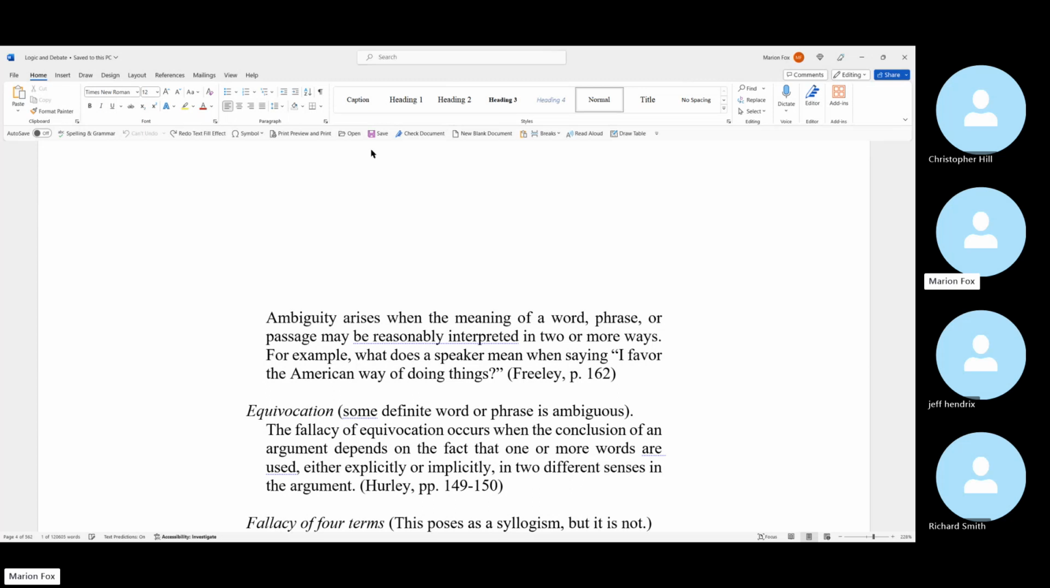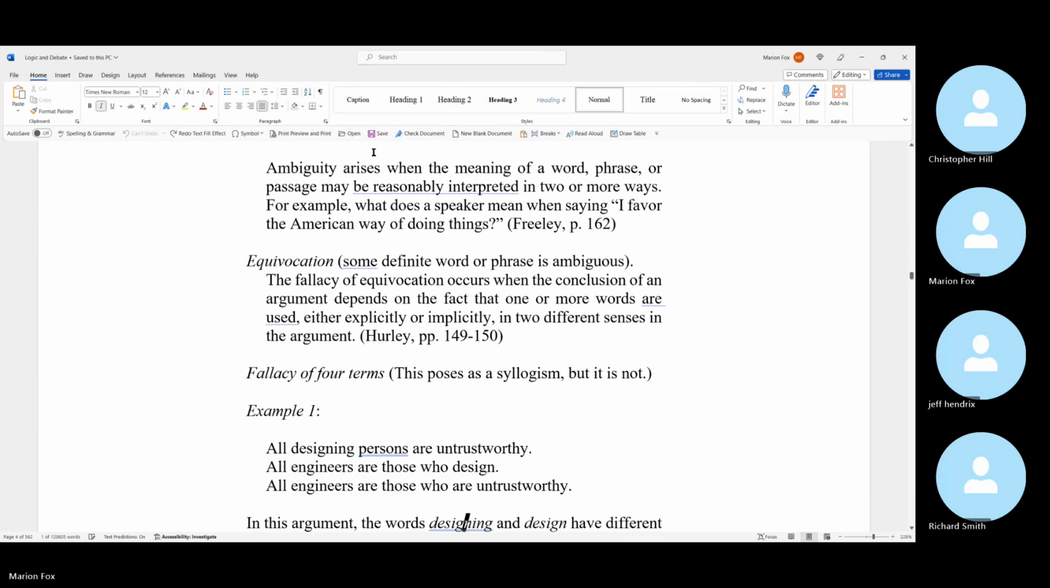Equivocation, however, according to Hurley, and this is the logic book now, and I think Hurley's book is one of the best of these three, but I think all three books that I use are very useful: Barker, Hurley, and Copi. The fallacy of equivocation occurs when the conclusion of an argument depends on the fact that one or more words are used, either explicitly or implicitly, in two different senses in the argument. That's equivocation.